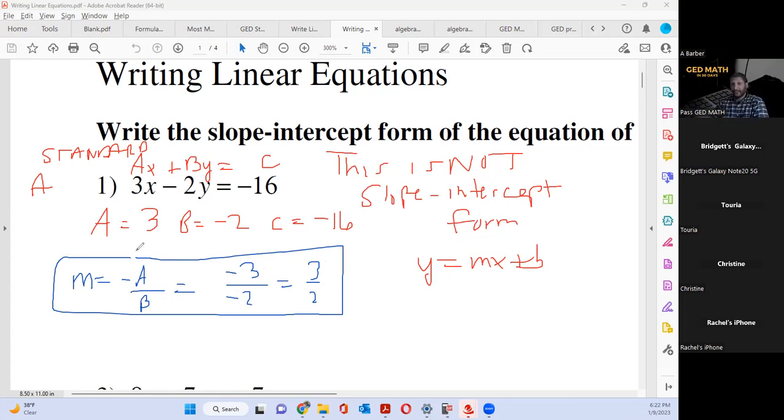That easy. You're going to have a question where they give you the slope of a line from an equation, whether it's going to be standard form or whether it's going to be slope-intercept form. You have to be ready for it.